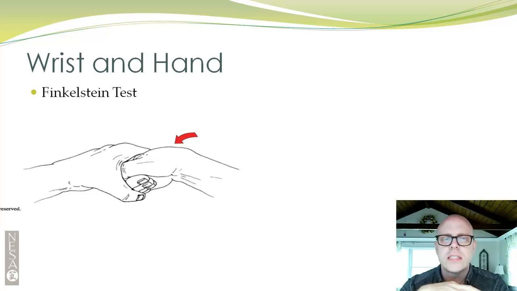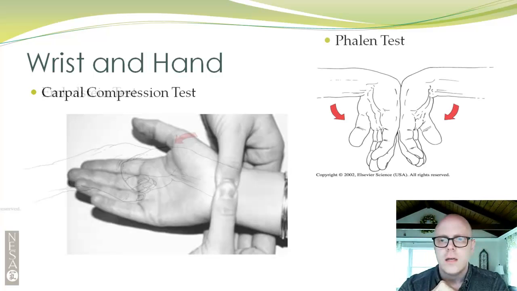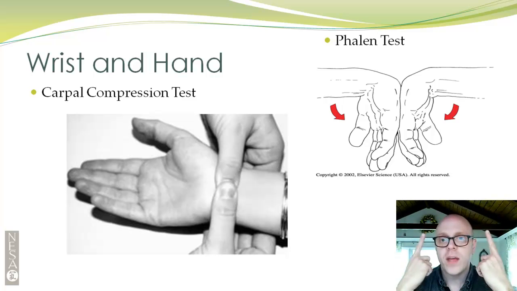This test, the Finkelstein test, is a test if someone has de Quervain's or tenosynovitis of some tendons in the wrist. And then, of course, we have the carpal tunnel tests. The picture above me here is the Phalen test. That's the better test that's often used. I'm going to show you also the carpal compression test, when you just compress the carpal tunnel to see if you can recreate median nerve impingement.